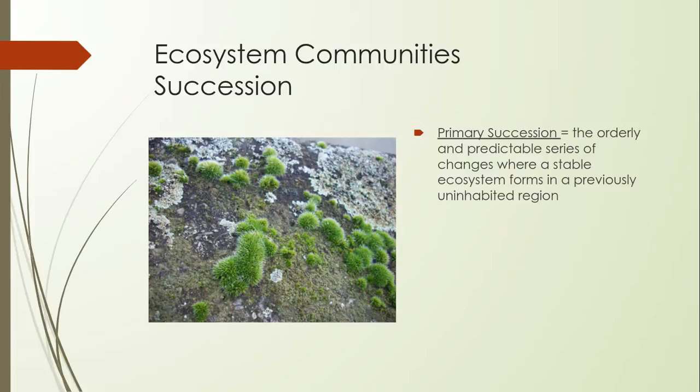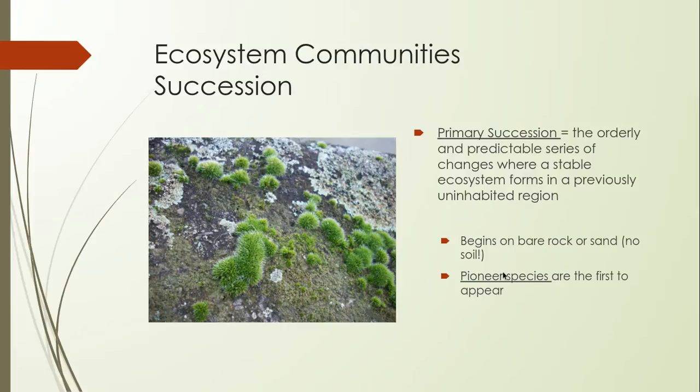The first one that I want to talk to you about is what's called primary succession. Primary means first, right? So primary succession is going to be the orderly and predictable series of changes where you have a development of a stable ecosystem where there was previously no life. So the key here, you guys, is primary succession begins where there is no soil. Notice how we put that with an exclamation point. So if we're talking about an area that's got bare rock or sand where no life has existed and there is no soil, this is going to tell you that this is primary succession.